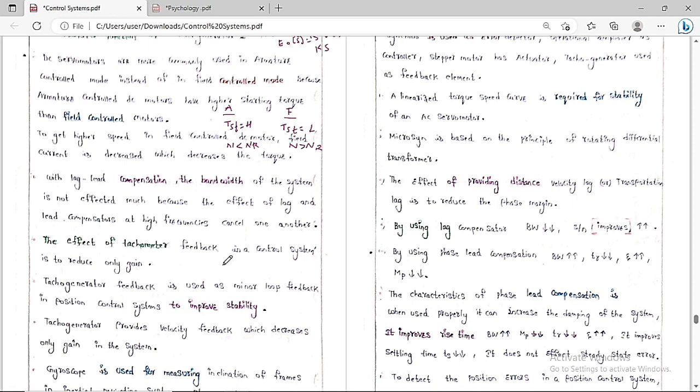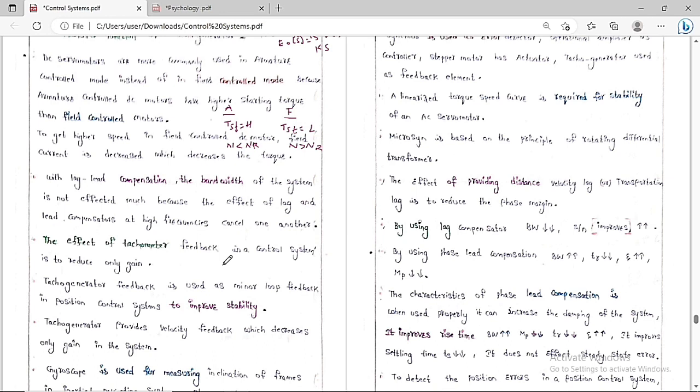So with the help of this tacho-generator, we can say it is going to provide the velocity feedback. It is nothing but a negative feedback system, so the overall gain is going to get reduced. If this tacho-generator is a velocity feedback or negative feedback, then with the help of this, the gain is going to decrease.